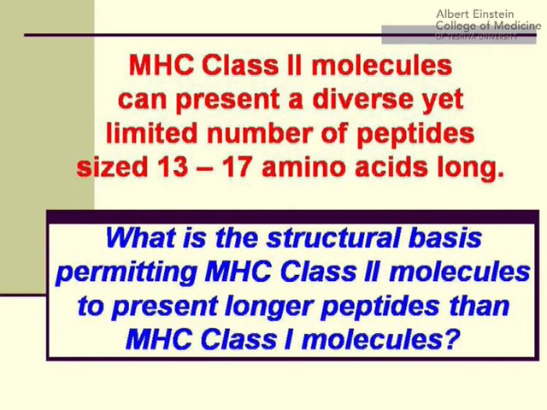So they also can present a diverse yet limited number of peptides, but in contrast to MHC Class I, which are relatively limited in the size of the amino acid, 8 to 9 amino acids, MHC Class II are very liberal. They say, 13, 15, 16, no problem, I'm more than happy to present it. It's not anal compulsive at all. Well, why is that? What is the structural difference between Class II and Class I MHC molecules?